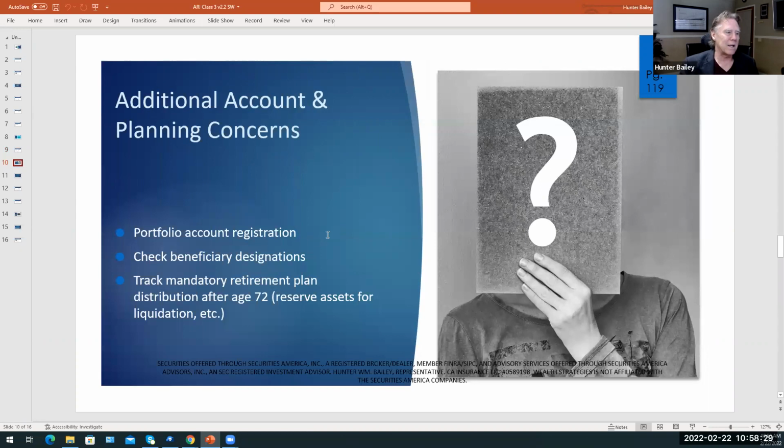Additional information, I mentioned portfolio account registration. Please, and another time, please go back and look at your accounts. If you have a trust, IRAs should still be in your name and your spouse's name with human beings as beneficiaries, usually, unless they're really young. You can do an IRA trust.